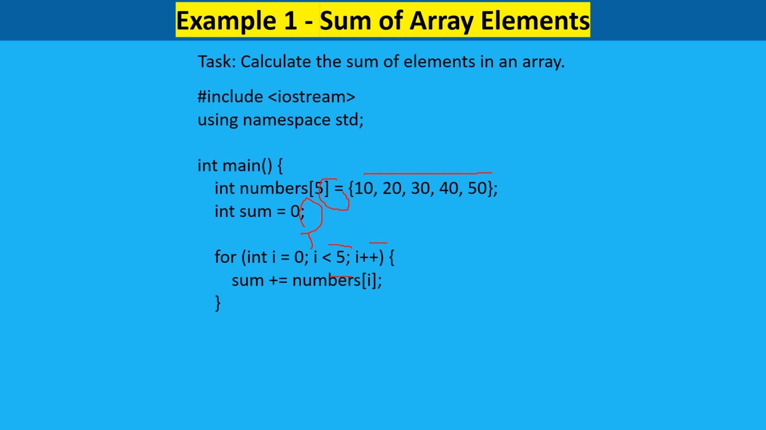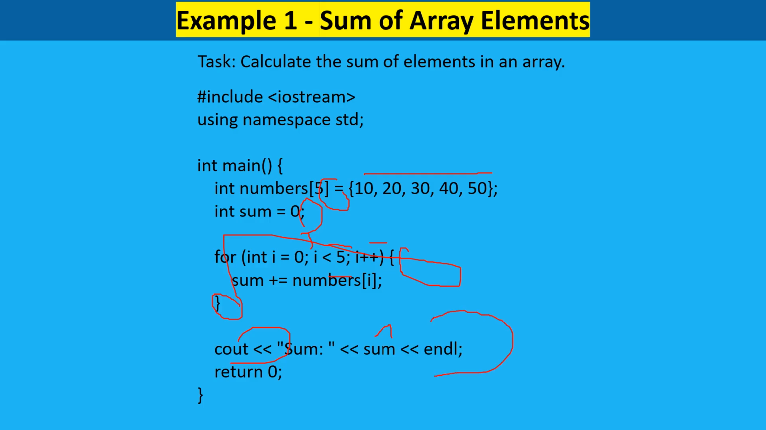And this is the closing of the loop. This loop will repeat the addition process for each element in the numbers array. Cout sum endl. After the loop ends, this line prints the final value of the sum to the console. The cout is used for output, as we already discussed, and sum is printed followed by the value of sum. And endl is used to insert a new line after the output.